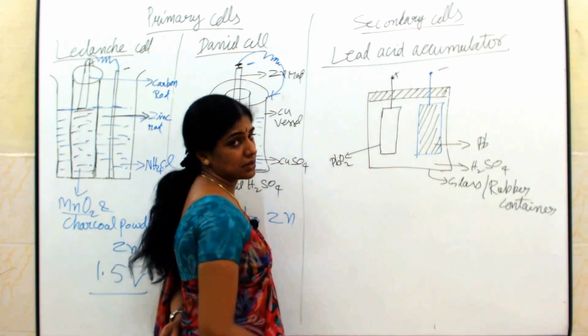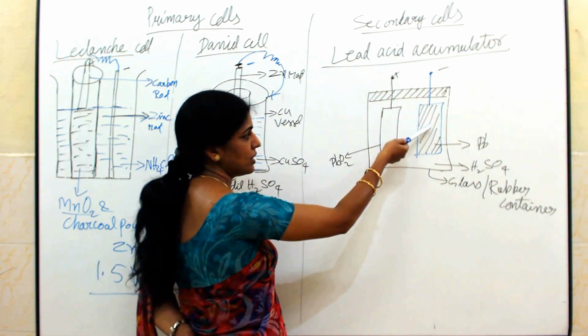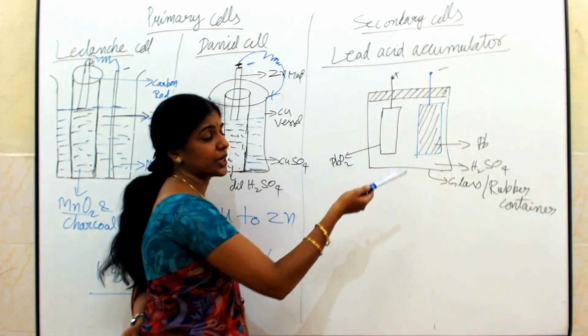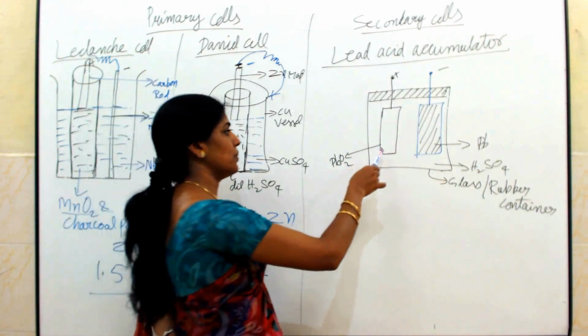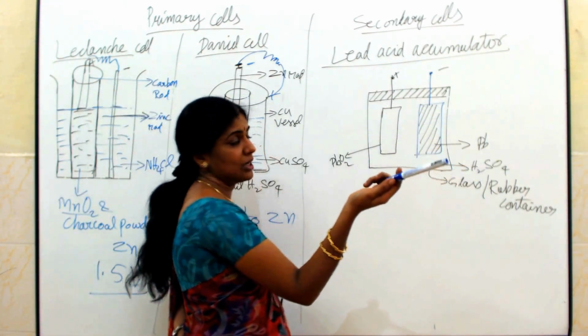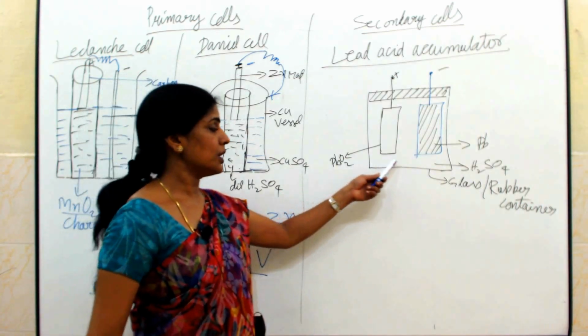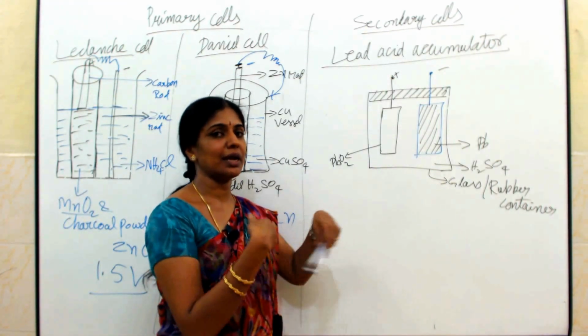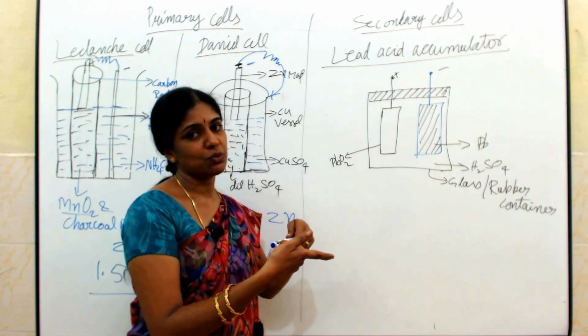When they are connected externally, electrons from this rod pass through and neutralize the positive ions. So the current flows from the positive to the negative rod. This is the working. After all the current is drawn, what will I do? I will reverse the process so that I get back the active materials once again.